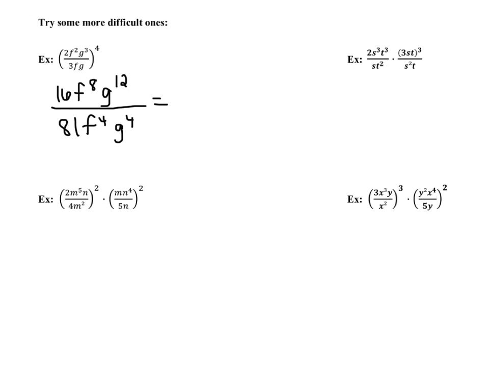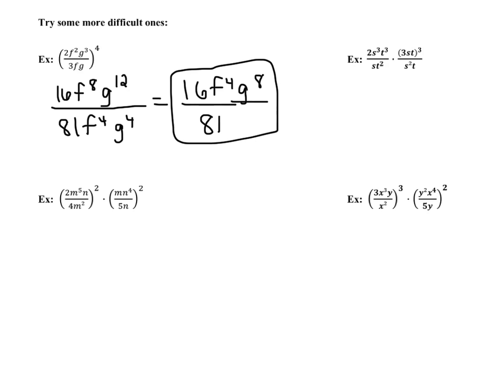And now I can look to cross cancel. So 16 over 81 can't cancel at all. F to the 8th over f to the 4th, if I apply my subtraction rule, I get f to the 4th. Also, if you think about it, you'd have 8 f's on top, 4 f's on bottom. 4 of the 8 would cancel, leaving 4 remaining on top. And then g to the 8th, because g to the 12th over g to the 4th leaves you with g to the 8th. So try these three, pause the video, press play when you're ready to check your answer.